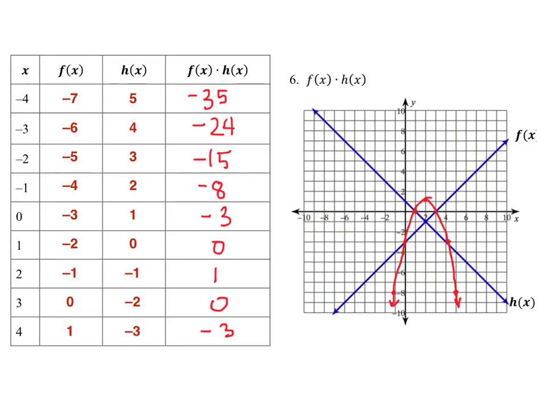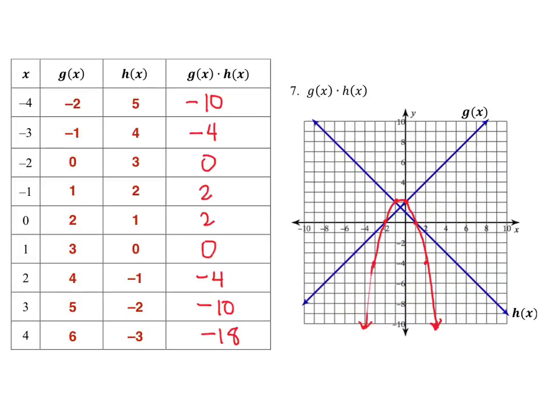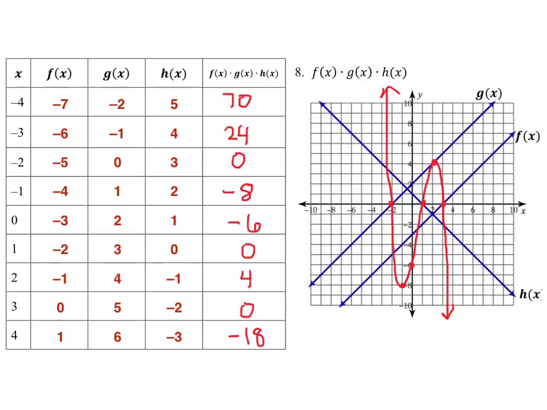Similar thing on number 6, except on the right, f of x goes up, but h of x is going down. Negative times positive equals negative. On the left, h of x is going up, f of x is going down. Positive times negative equals negative. On number 7, same kind of thing. Positive times negative is negative. We also have the same kind of thing happening on number 8.